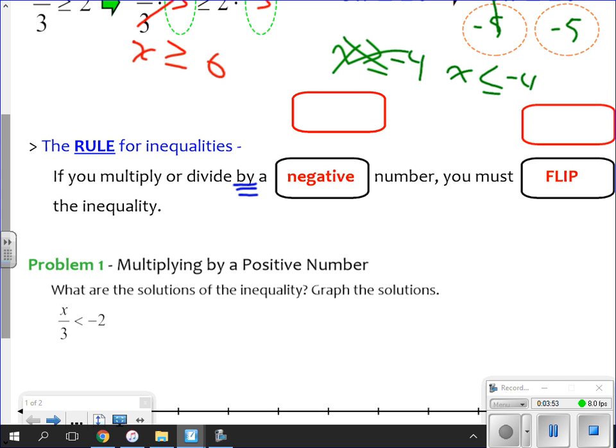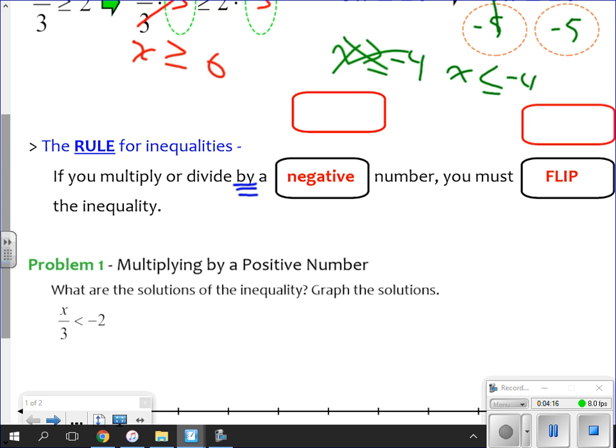If it's positive, you don't. It doesn't matter whether the numbers on the other side are negative. It's what you're doing to both sides that means you flip it. If the number you're multiplying both sides by is positive, you don't flip it. If the number you're dividing both sides by is positive, you don't flip it. It's what you're doing to both sides that determines whether or not you flip it.